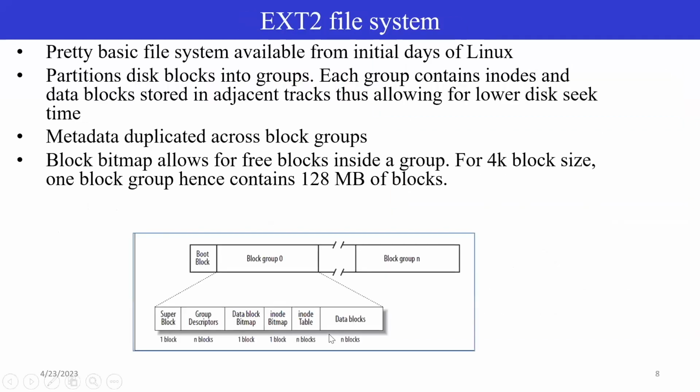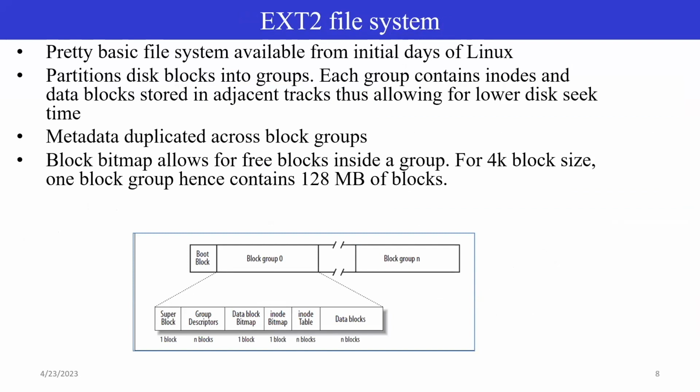Now we'll go to the next thing. So now that we know the evolution of the storage media and the evolution of the storage content, like I said, we start from EXT2. We understand what EXT2 is, then we go to EXT3, then we go to EXT4. Now EXT2 is a very basic file system which is available from the initial days of Linux.